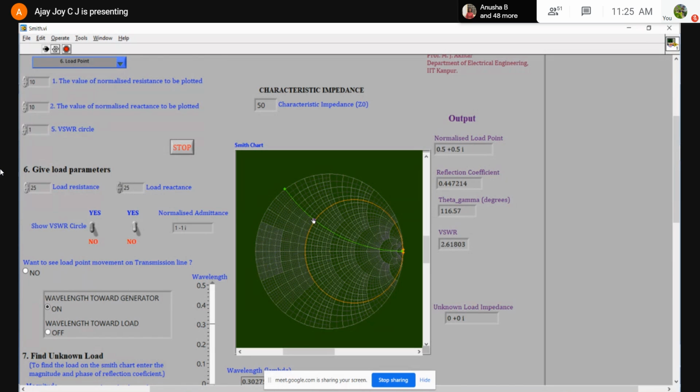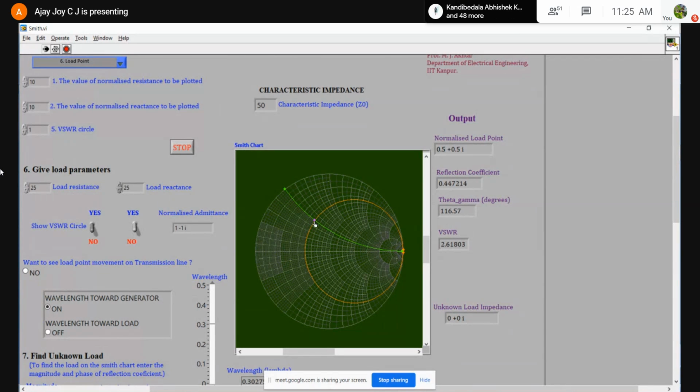What kind of loads? Sir, is it a capacitive reactance load or inductive reactance load? Sir, for the upper side it is capacitive, sir, and if the value of reactance is negative, then it will be on the lower side, sir. Downside, okay. Fine. Continue.